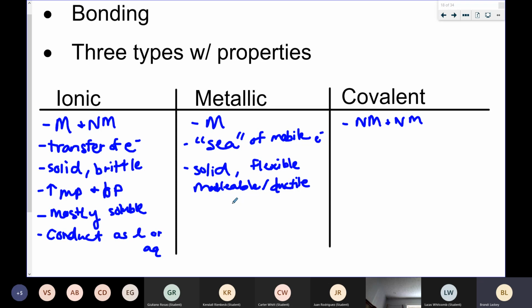Ductile is where something can be drawn into wire. A lot of the wiring in our houses is probably copper based. They can literally take copper, pull it out into those thin wires, and then coat it with plastic. So it's not going to pull apart and break like something softer would. Since these are solids at room temperature, they also tend to have very high melting points and boiling points.